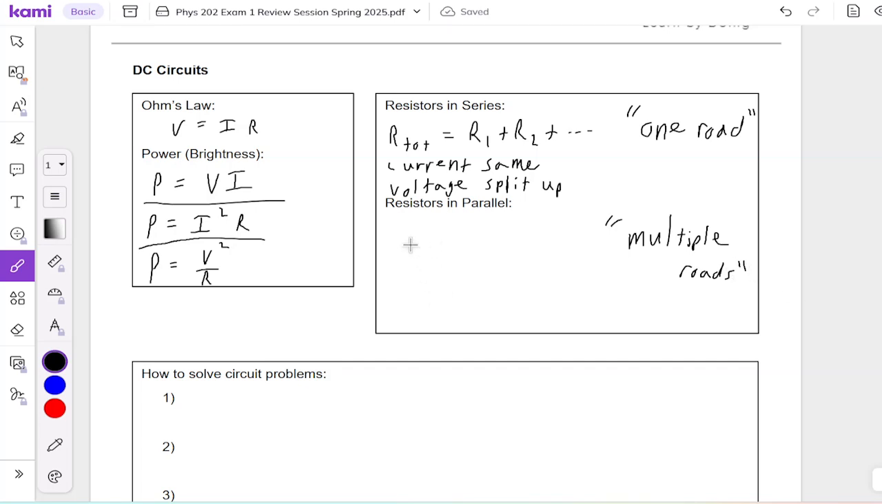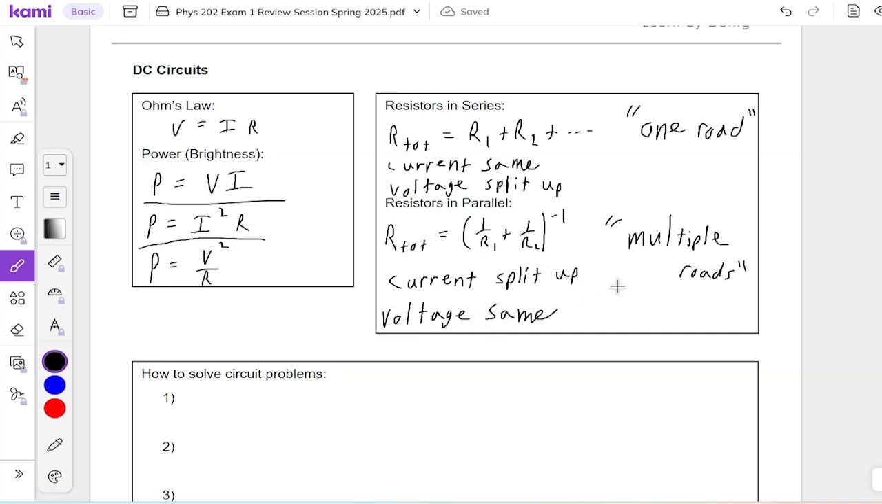Now for resistors in parallel, this is the stupid math, as I call it. R total equals 1 over R1 plus 1 over R2, all to the negative first power. This might not be exactly how you saw it written in class or in a textbook, but trust me, this works. And this is what I do. Now the thing about resistors in parallel, it's the exact opposite of series. In other words, the current is split up and the voltage is the same.